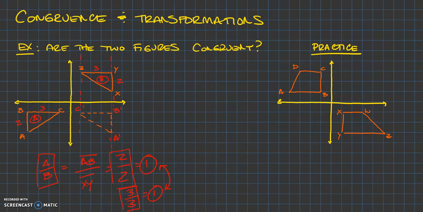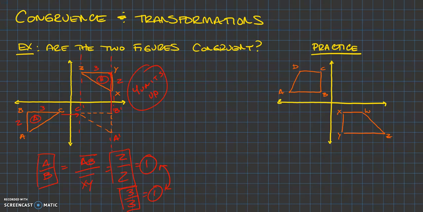So my first step would be a reflection across the y-axis. Then I'm going to translate it up: 1, 2, 3, 4 units up. If I translate 4 units up, I will overlay triangle ABC on top of XYZ. So it's a two-step process: a reflection across the y-axis and a translation up. Now pause the video and look at the practice problem. First, are they congruent? If they are, how can I map ABCD on top of WXYZ?